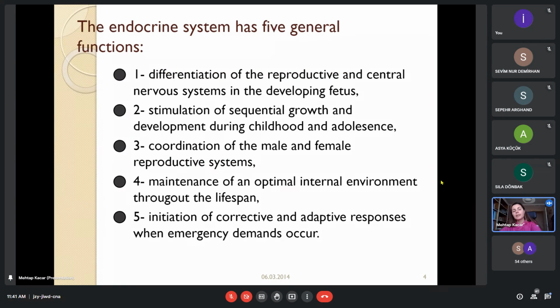The endocrine system has 5 general functions: differentiation of the reproductive tract and central nervous system in the developing fetus, stimulation of sequential growth and development during childhood and adolescence, coordination of the male and female reproductive system, maintenance of optimal internal environment through the lifespan, and initiation of corrective and adaptive responses when emergency demands occur.